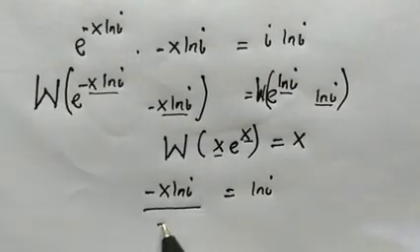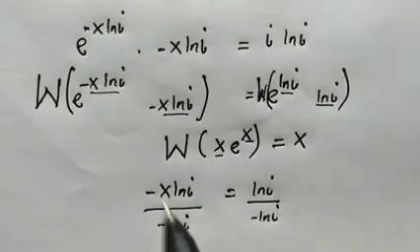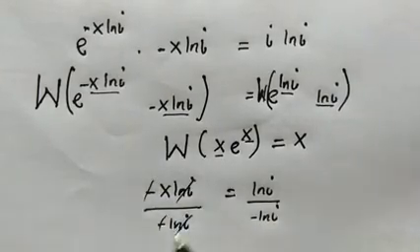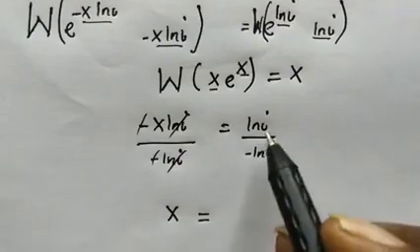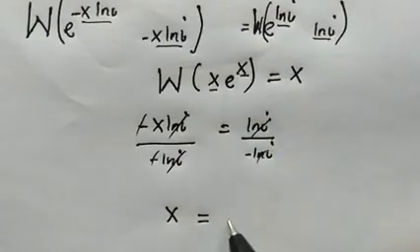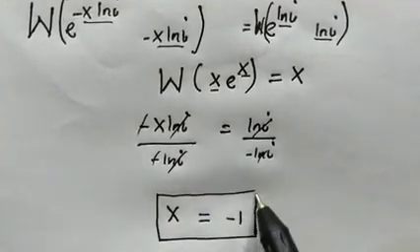Divide both sides by the negative natural log of i. Negative cancels negative, natural log of i cancels natural log of i. So here we have our solution. x will be equal to, this cancels this, leaving us with -1. Oh, wow. So x is real.